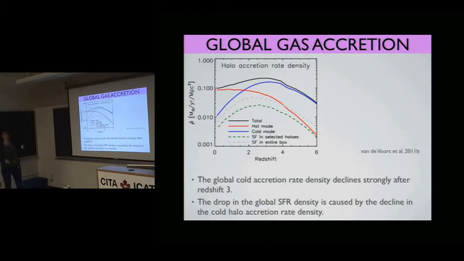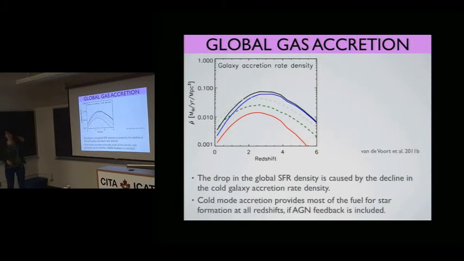And this is for the accretion rate of the halos. I can show you the same thing for the galaxy accretion rate density, which is the black line, and it's completely dominated by the cold accretion rate density, just because there's very little hot mode gas that ever gets into galaxies.